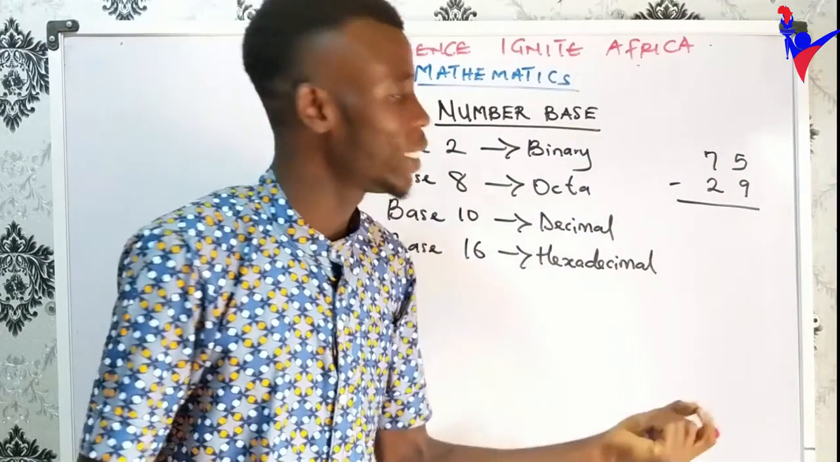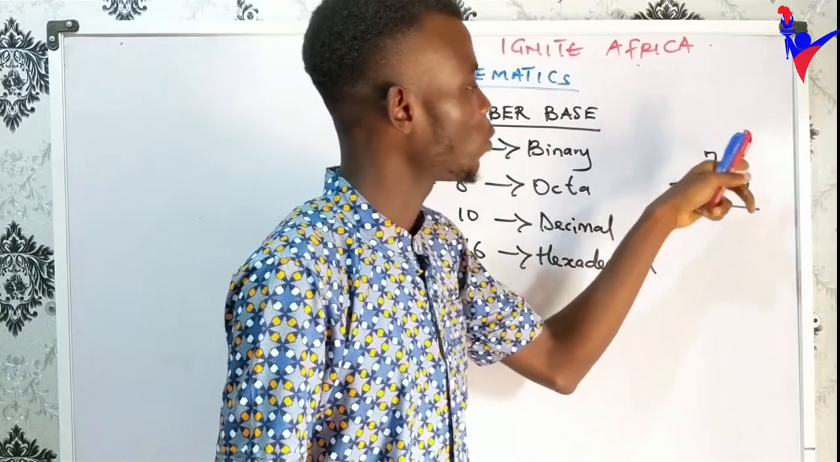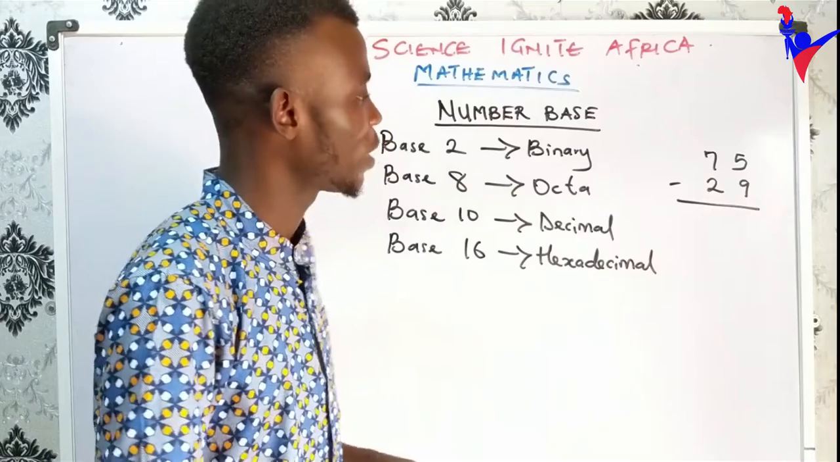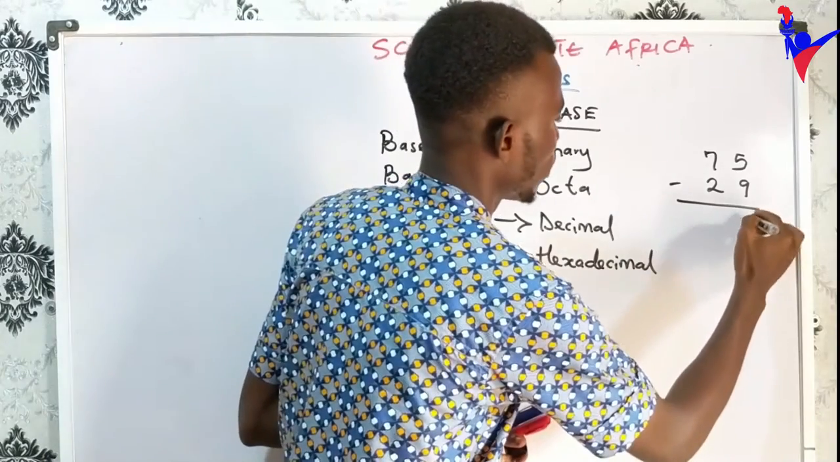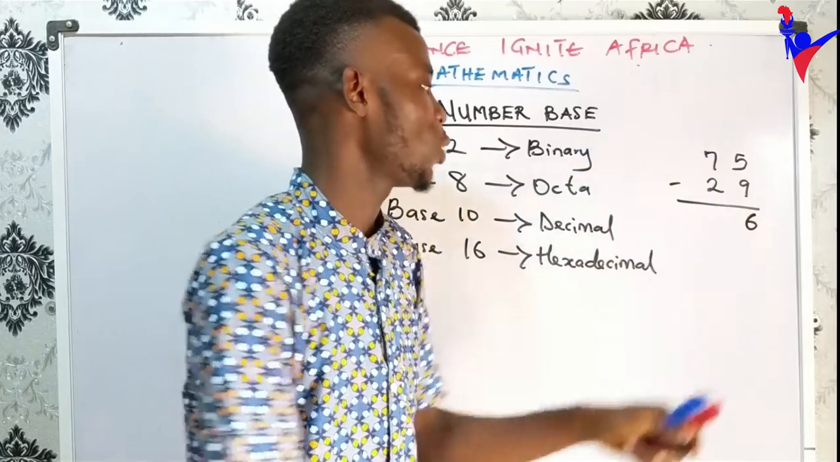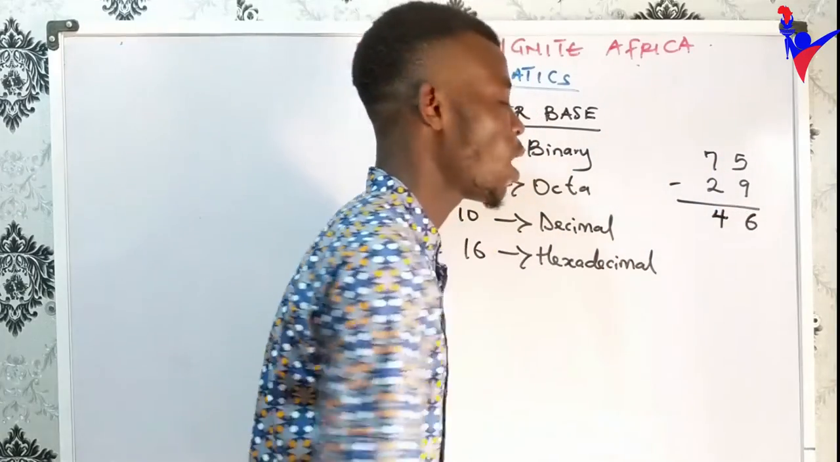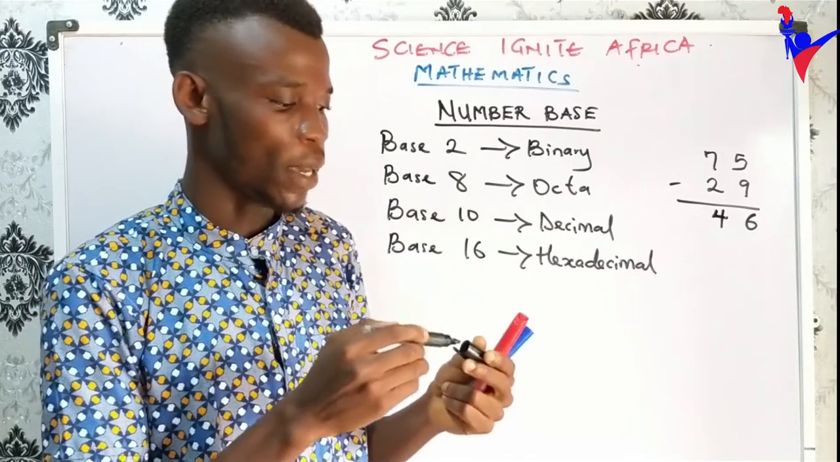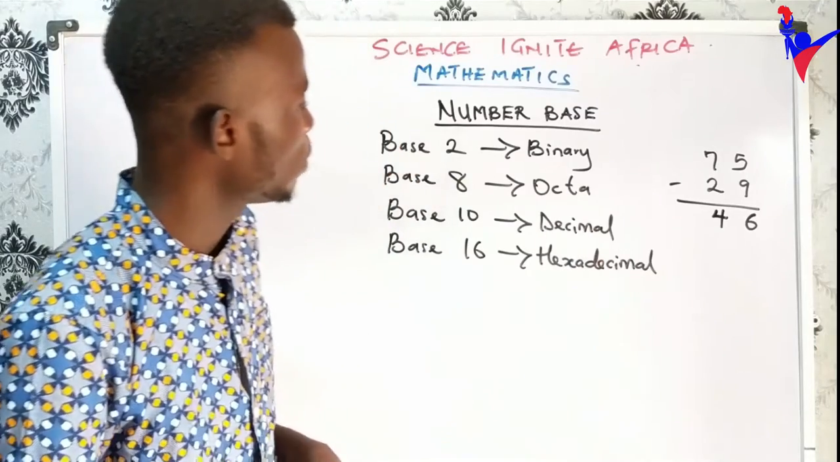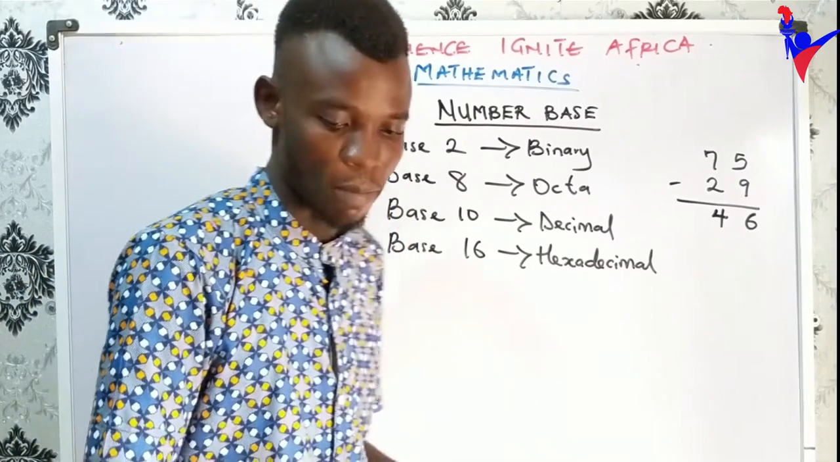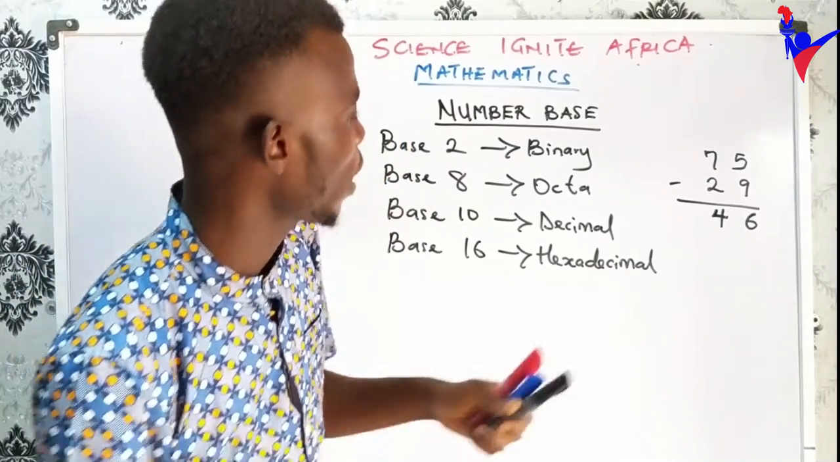We borrow 10. So when you borrow 10, you add to 5, it gives us 15. Then you have your 15 minus 9, that gives us 6. Then we'll be left with 6 here. Then 6 minus 2, we have 4. So most of our daily activities and calculations are in base 10. But now we'll be doing some calculations in base 2, in base 8, in base 10, and in base 16. Alright.